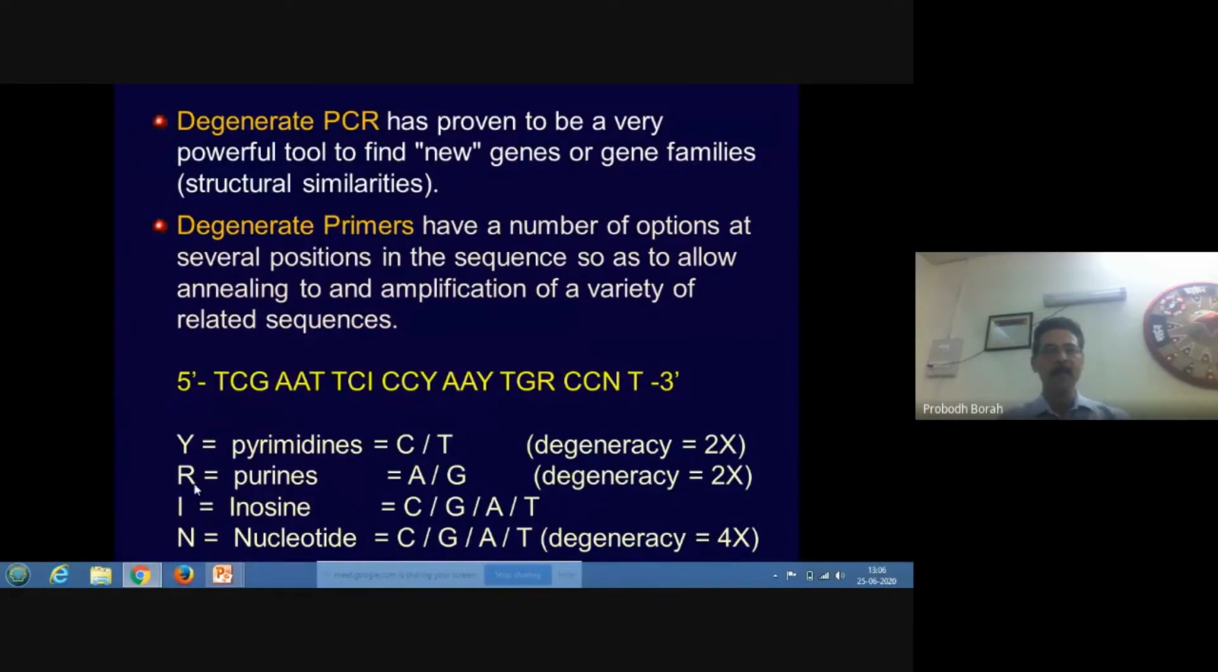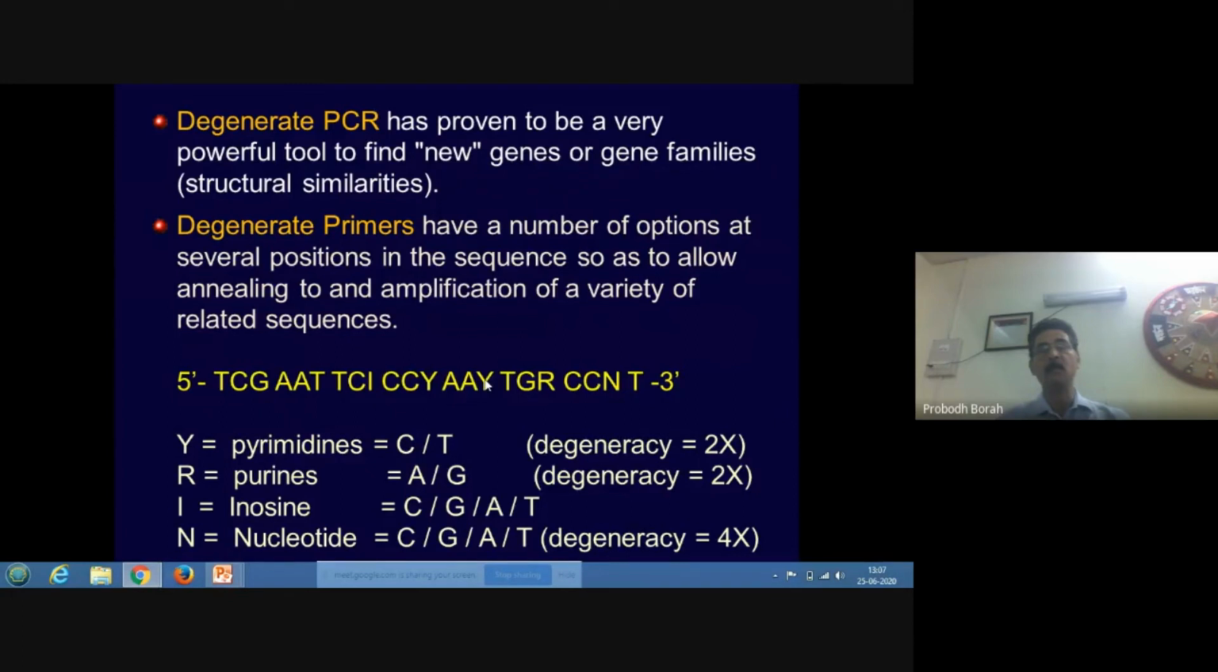There are several variants of it. These are the 4 variants most commonly used. A Y in the primer sequence indicates that in this position, there can be either C or T. If we want to say that in this position there is a flexibility, it can be either C or T, then we should put it as Y.